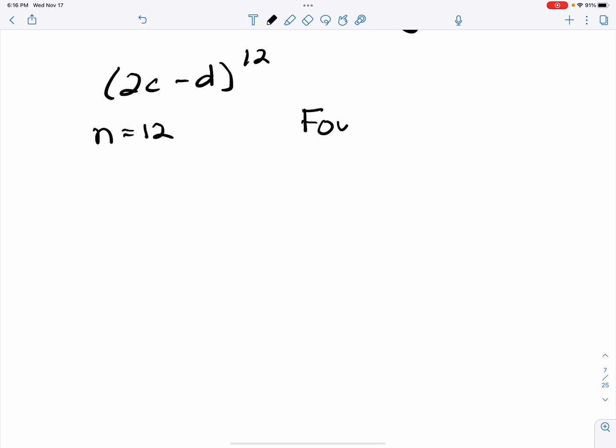All right, let me do one little more general example. Let's say you have 2c minus d to the 12th power. So we definitely know that n is 12, and we're trying to find the fourth term. So our k is 4. If you do k minus 1, 4 minus 1 is 3. That's definitely less than n, which is 12. That's part of the little rule. But anyways, we're going to use that formula.